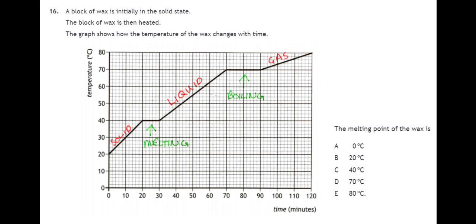So effectively, in this situation, the block of wax is a solid from 20 degrees up to 40 degrees. Then it melts at 40 degrees and becomes a liquid. It then heats up as a liquid from 40 degrees up to 70 degrees, and then it will start to boil and turn into a gas. And then finally, it will start to heat up as a gas above that temperature. However, the question is asking us what is the melting point of the wax, and as we can see there, that is 40 degrees Celsius.